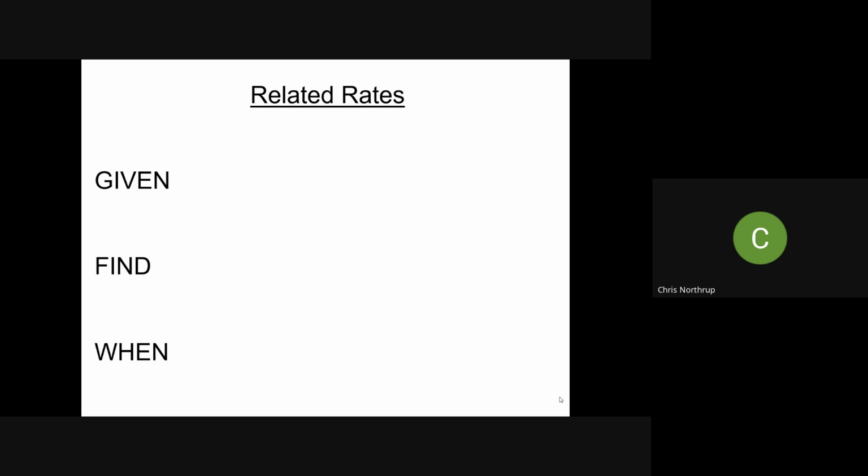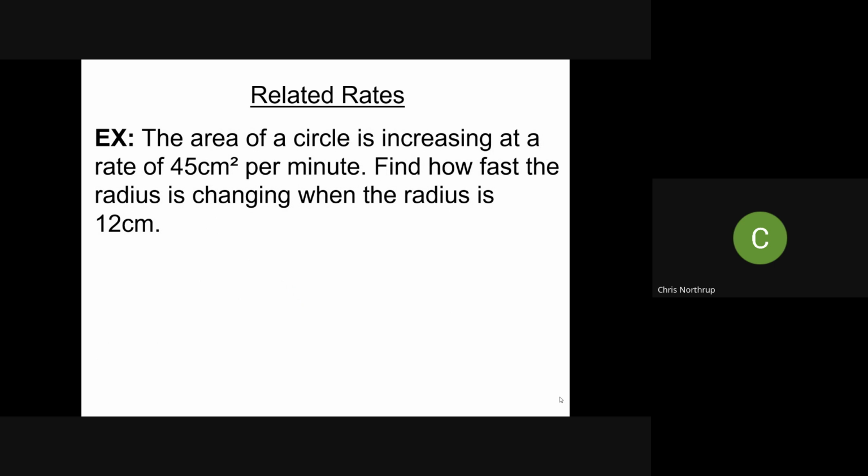So just as a quick example, let's say we have an area of a circle that we know is increasing at a rate of 45 centimeters squared per minute, and they ask us to find how fast the radius is changing when we know the radius is 12. Okay, so you need an equation to tie all of these problems together. Obviously, in this one, we would probably use the area formula for a circle, pi r squared, but I'm not going to get that far. I really just want to focus on the given, find, when.